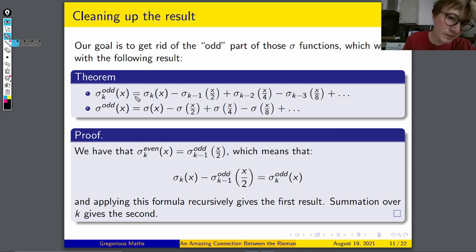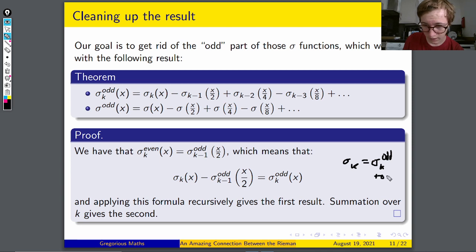The theorem is that sigma k odd is this alternating sum of sigma k minus 1, and so on, and sigma odd is this alternating sum of just sigmas. And the proof is really easy, because of this bijection here, which I stated earlier. Sigma k is obviously going to be sigma k odd plus sigma k even.